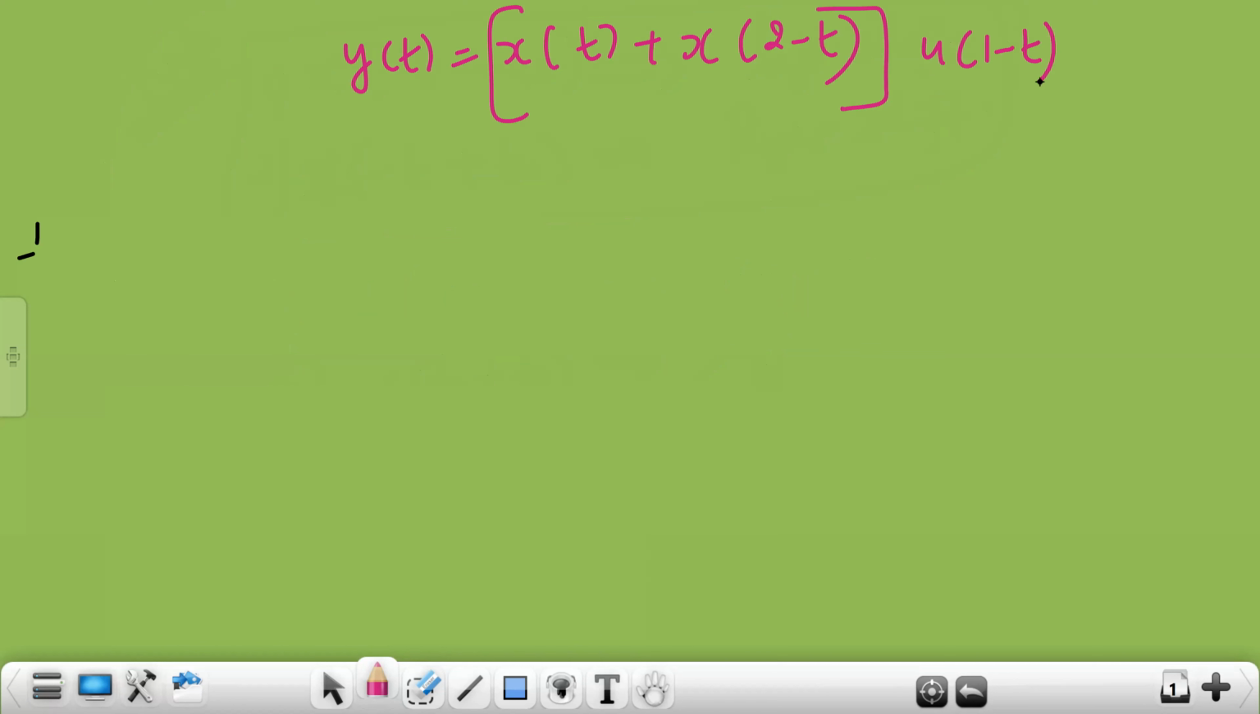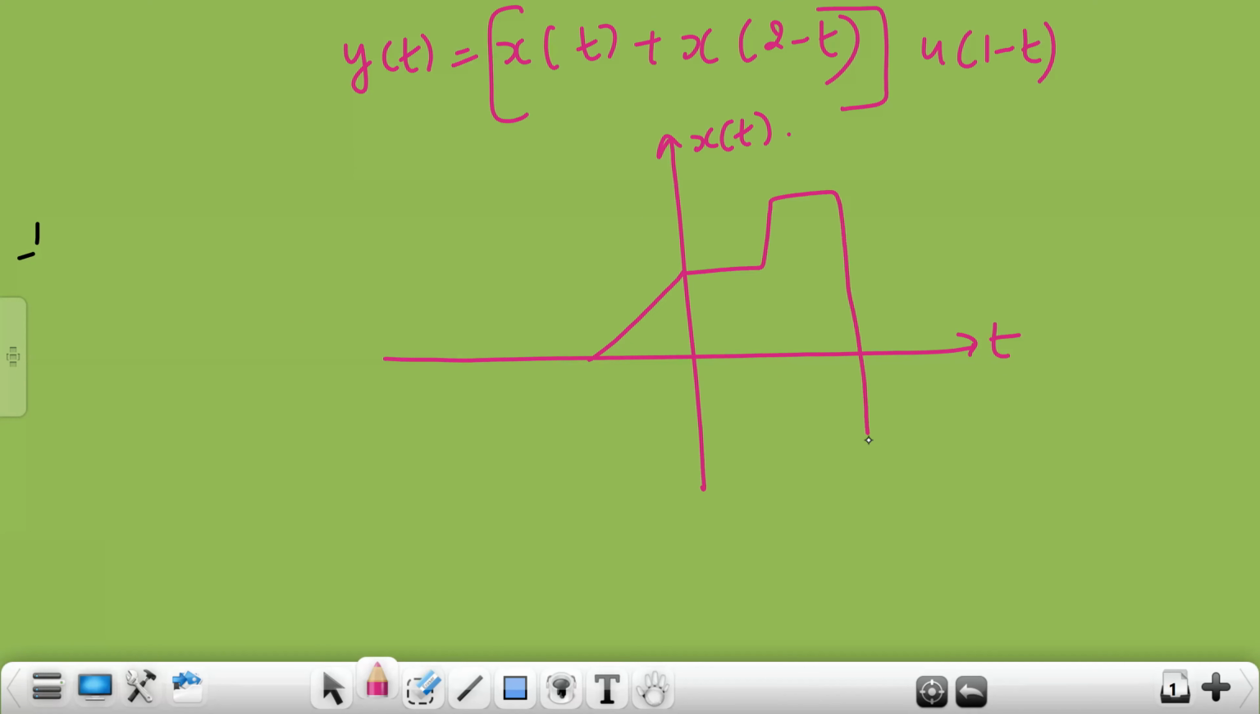And x of t is given to you. Draw the graph for x of t. Kindly draw this graph. So this is the signal that you have.